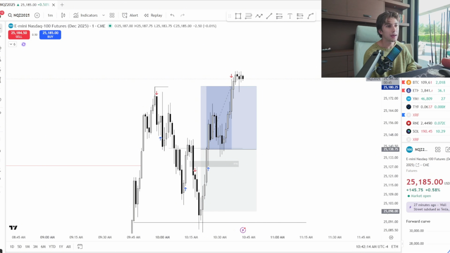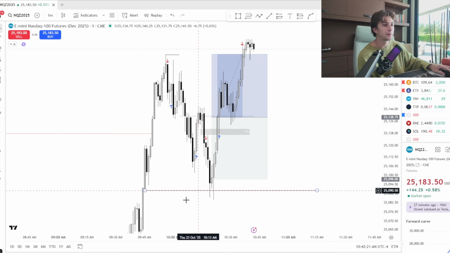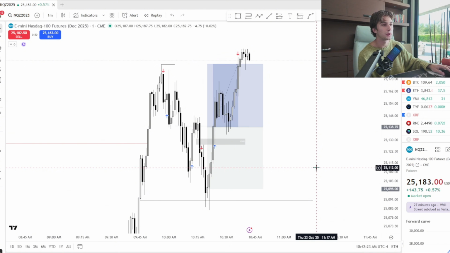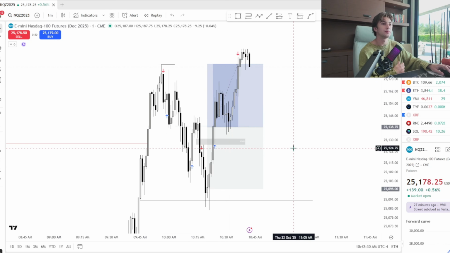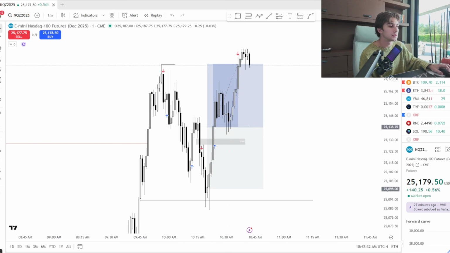But we bounced back, and nonetheless, my draw on liquidity was right, my narrative was right, my idea was right, and we were able to catch that. This short was definitely a bit unfortunate that we got break even on because of ES, because this ended up dumping.